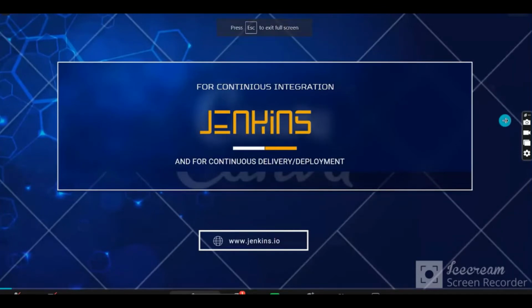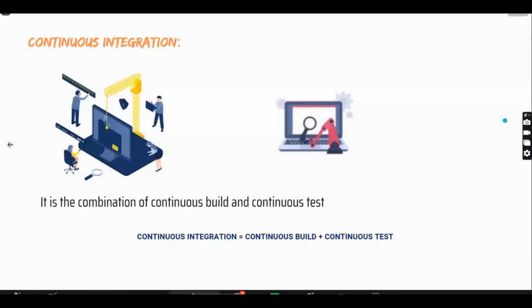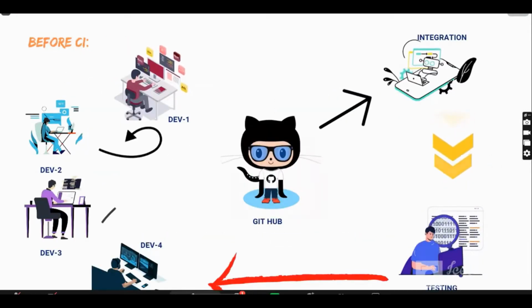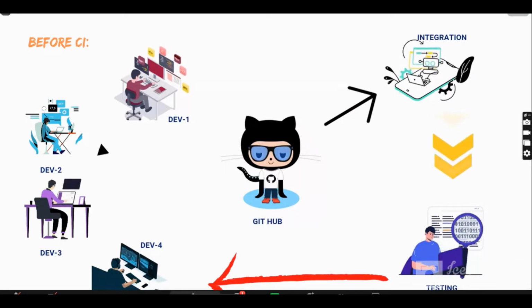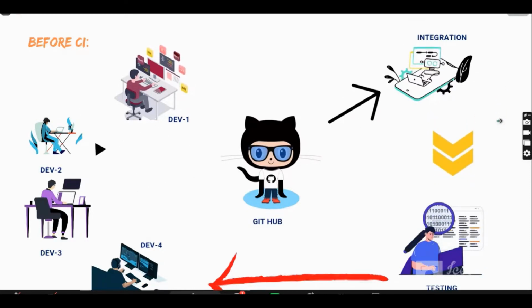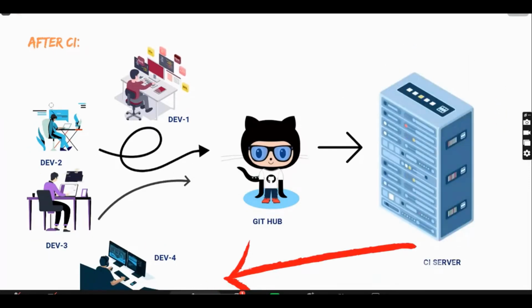Okay, so in the last class we discussed what exactly Jenkins is. Before going to Jenkins, what is the meaning of continuous integration? Continuous building plus continuous testing. What is the difference between before CI and after CI? Before continuous integration, both works were different, like they worked in different zones. But after continuous integration, all the activities take place on a single CI server.